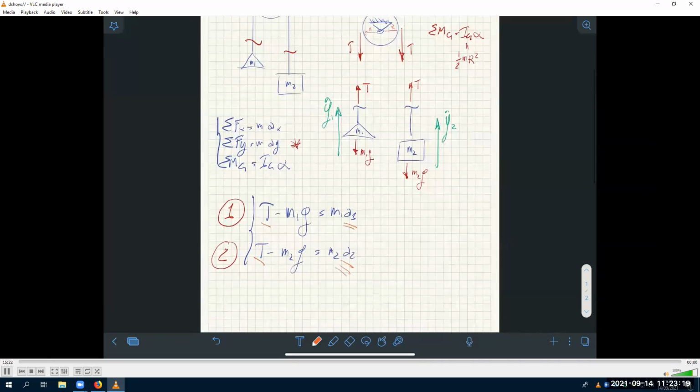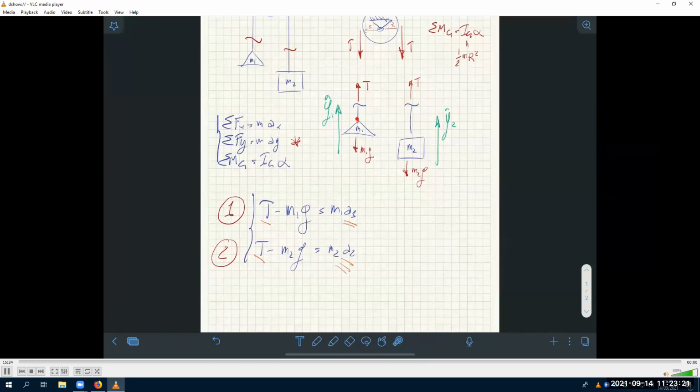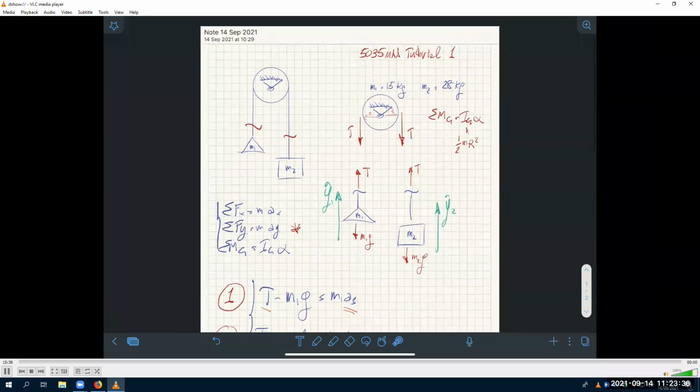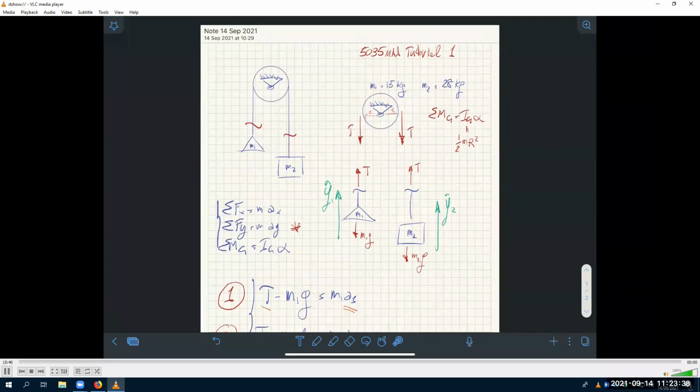Because these are now free body diagrams, this can go anywhere. They are just under the influence of those forces. They are not connected to each other in this configuration here. See, they are completely disconnected. But we know that they are connected. So what is the kinematic relationship here? Well, let's look at the actual rope around it.